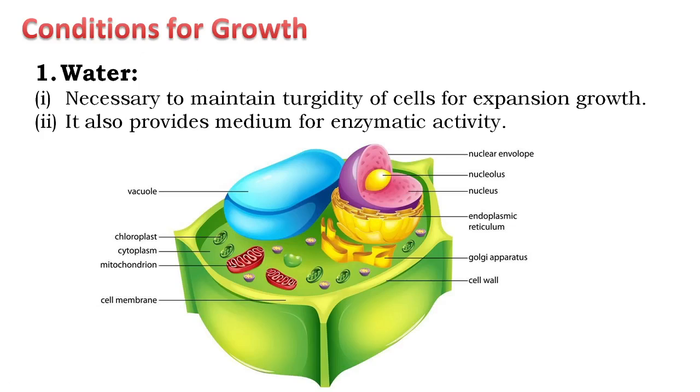Why is water needed for growth? It is needed for photosynthesis. It is also necessary for the maintenance of turgidity of the cells. Water is necessary to maintain the turgidity of the cells for the expansion growth.